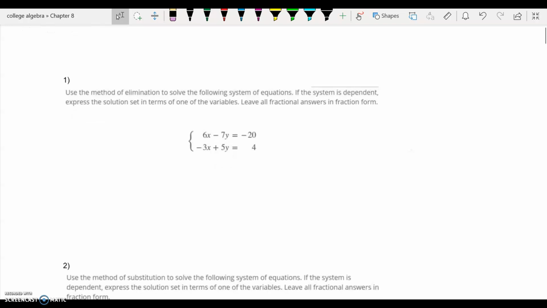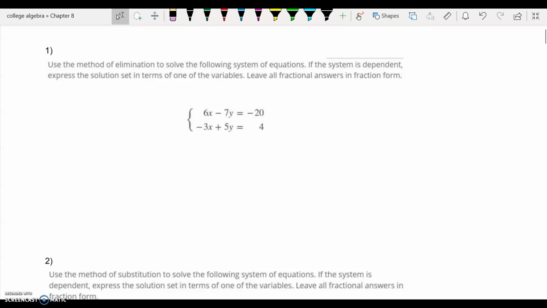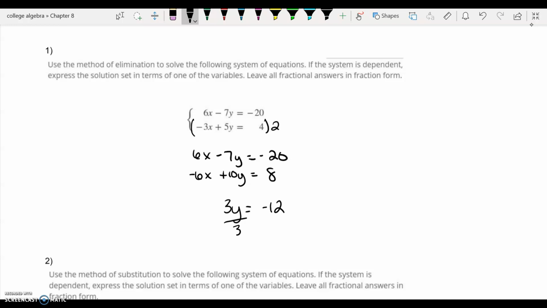So the first one says solve using elimination. So I'm going to get rid of a variable. The easiest one to get rid of is the x. So I'm going to multiply this equation by 2. So I'm going to rewrite the original one, multiply the other equation by 2. So I get 3y equals negative 12 divided by 3. Y equals negative 4. Now you can plug that into either equation. I'm going to plug it into the bottom one.